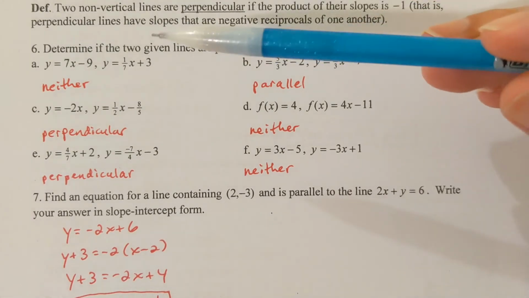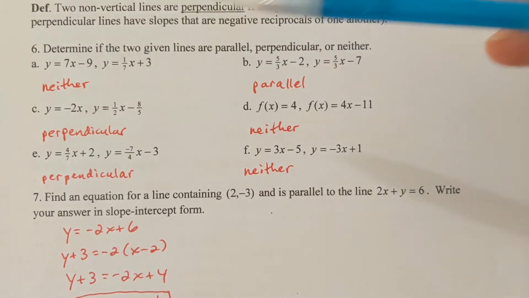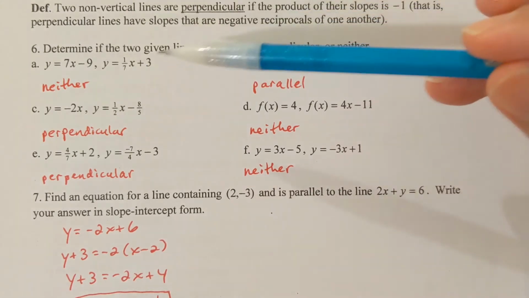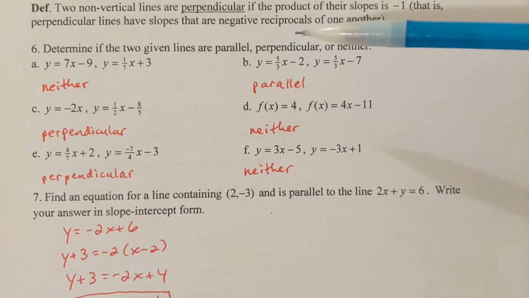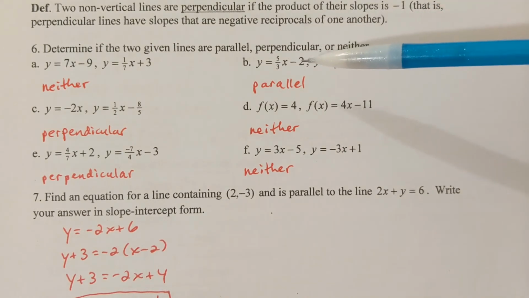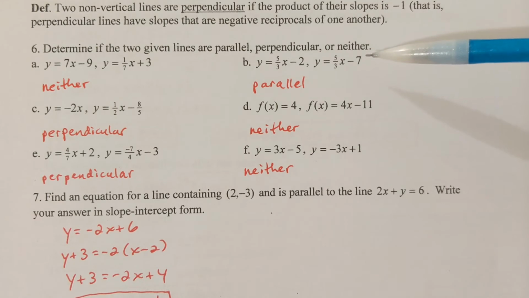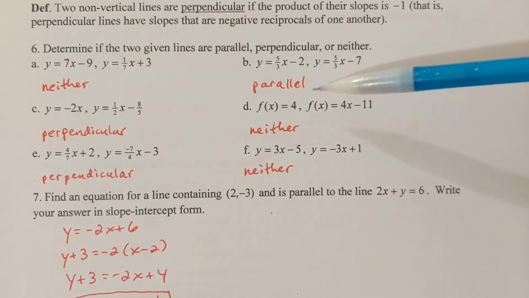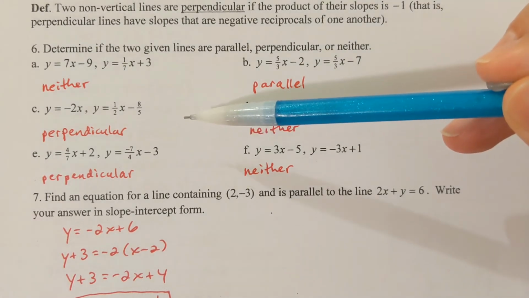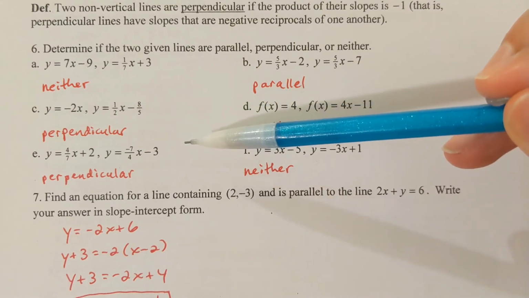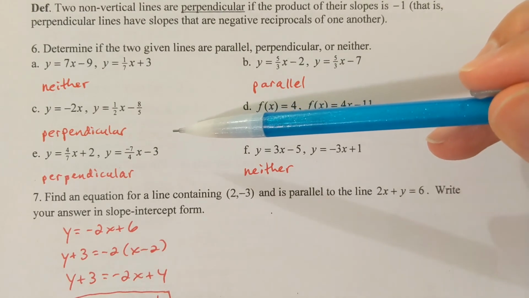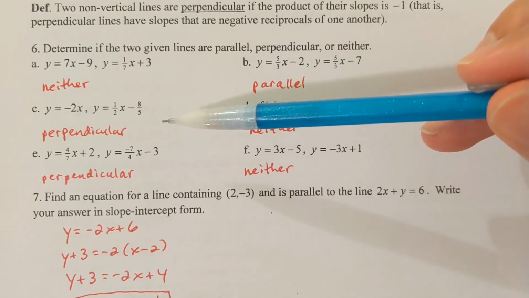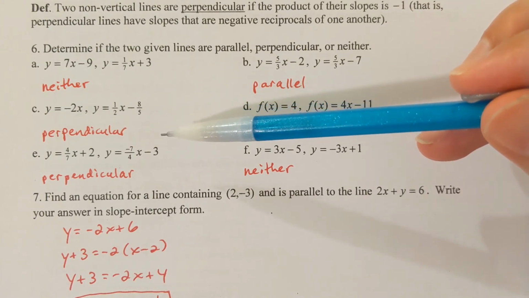Okay, part A, it's neither. The slopes are 7 and 1/7. Those are not the same number, and those are not negative reciprocals. y equals 5/3 x minus 2 and y equals 5/3 x minus 7. Parallel lines, those are the same slope. y equals negative 2x and y equals 1/2 x minus 8/5. Those are perpendicular lines. The slopes are negative 2 and 1/2. Those are negative reciprocals of each other.